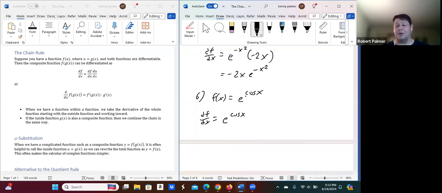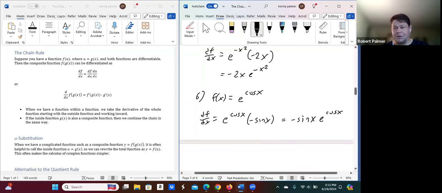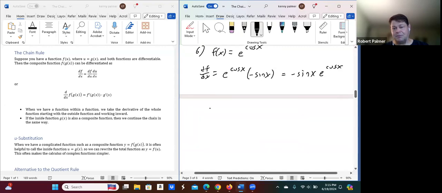Then the derivative of the something. Okay, the derivative of cosine x is negative sine of x. And so this is just going to be negative, it doesn't matter which one I write first, but I'll just write sine of x times e to the cosine of x. Now, this one, let's also use u substitution again.